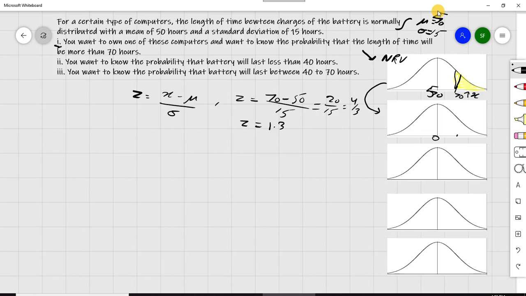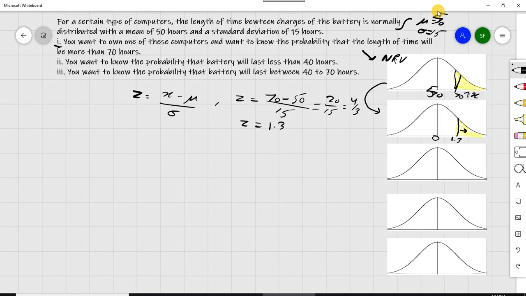So we know that this point is 1.3, and that is what we know now. Now we try to find the probabilities after this point 1.3. This is the area that we want to integrate, or using the table, this is the area that we want to find the probability of. So we will now look into the table, and the table will tell us this probability.